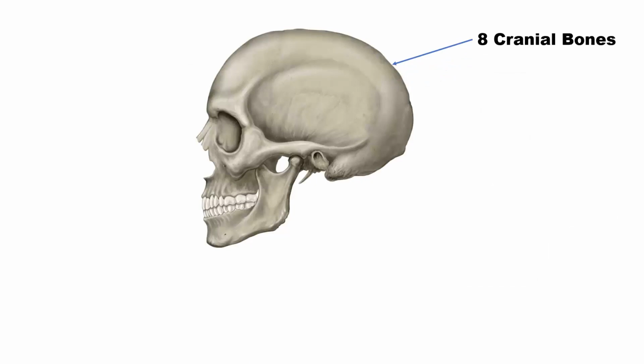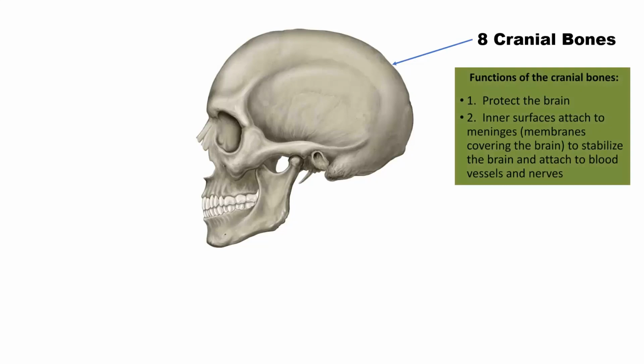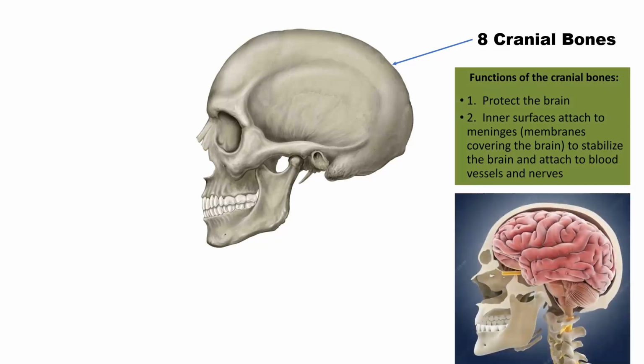Let's study more about the skull. It has 8 cranial bones. What are the functions of the cranial bones? It protects the brain. The inner surfaces attach the membranes covering the brain to stabilize the brain and attach to blood vessels and nerves. So that is how it's a covering for the brain, and how it is attached to the lower part of your body.